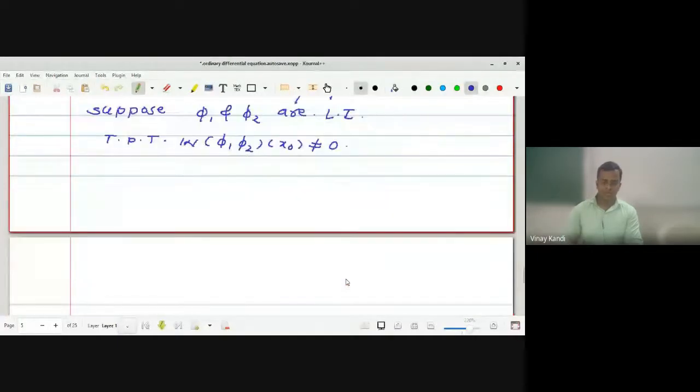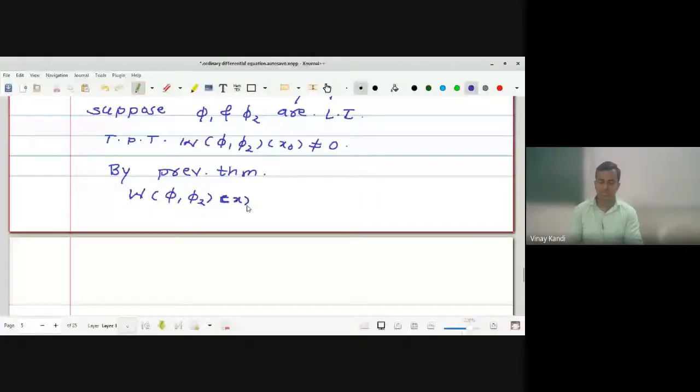Now by the previous theorem, if phi1 and phi2 are linearly independent, then the Wronskian of phi1 and phi2 at x is not equal to 0 for all x belongs to I. Any doubt up to here? Obviously, if it is true for every point, then it is obviously true for x naught.